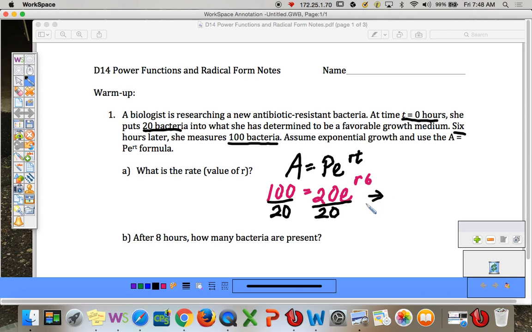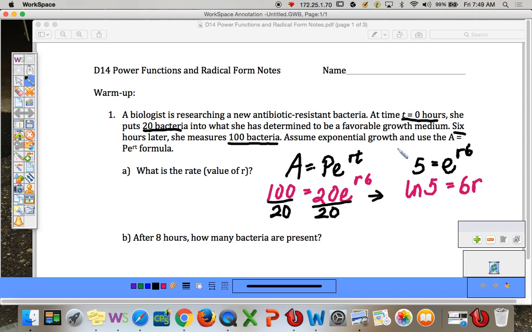And we have 5 equals e to the r times 6 power. And then we know that this is a logarithm. Log base e is ln. So we can log both sides. We're going to say ln of 5 equals 6r.